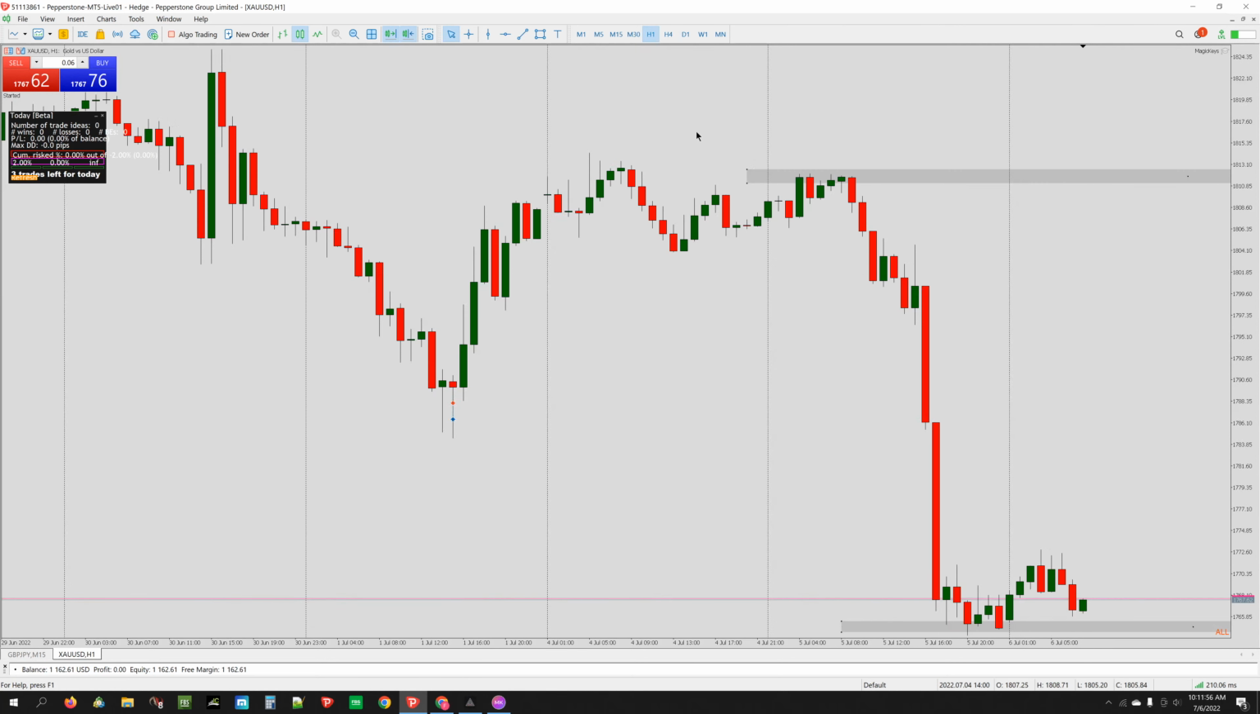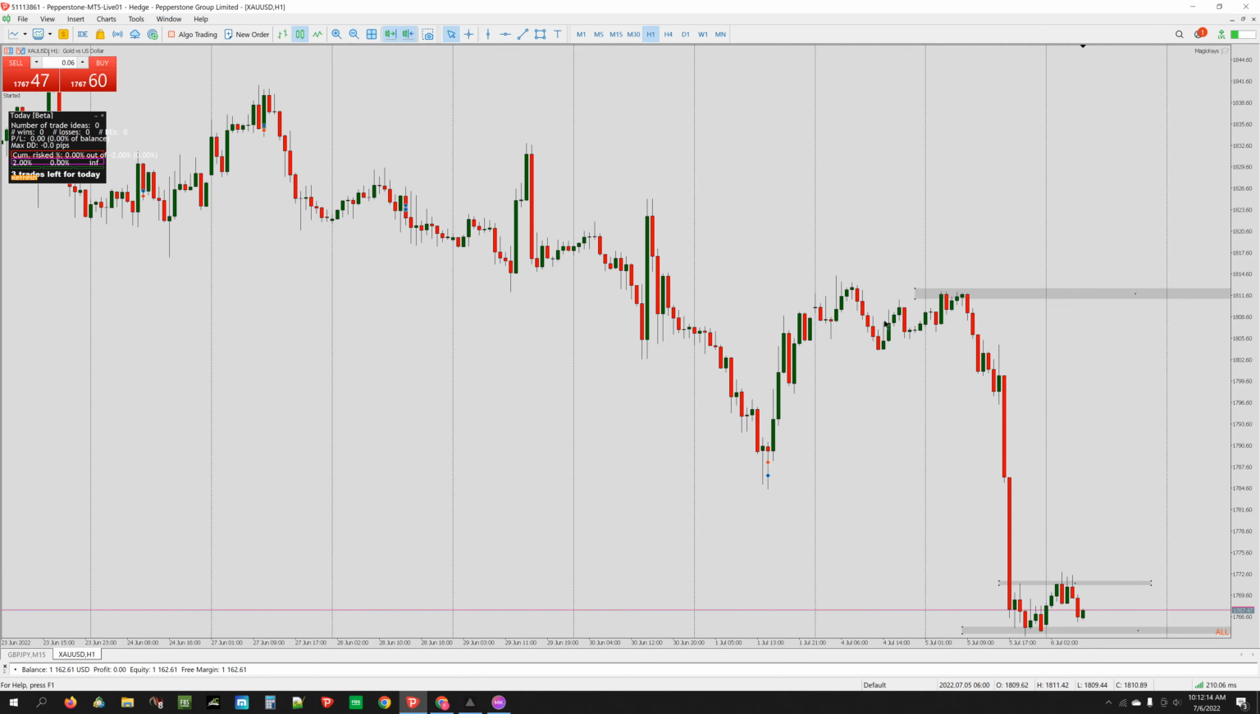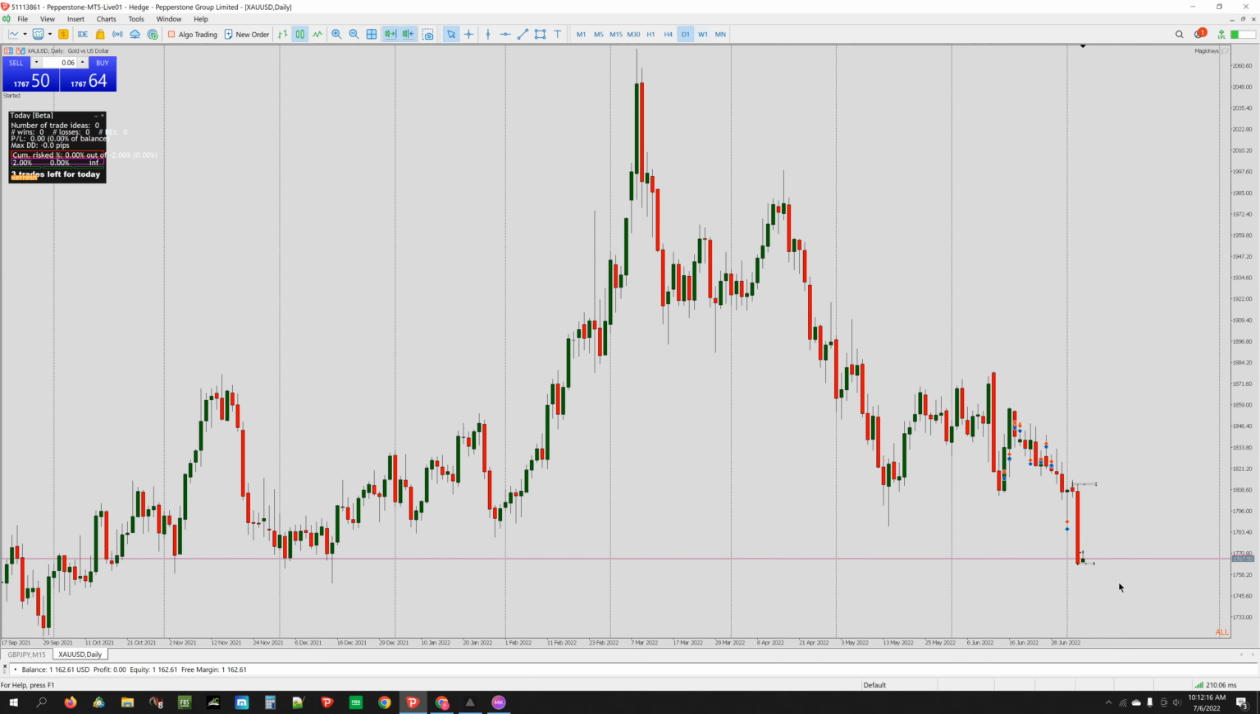We need to look at a smaller time frame to see if prices... We have another resistance at 1771, so this is also a strong resistance, because if we look left in daily, we see that it is also a strong support zone, a strong resistance zone.